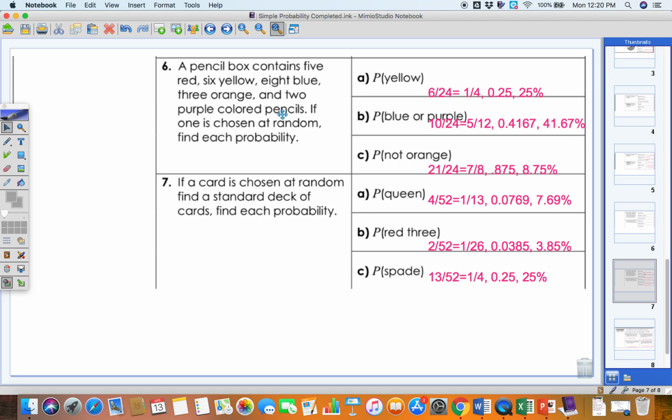If we think back to our probabilities where we looked at not orange, some of you, when you did this, may have added up the red, yellow, blue, and purple pencils and gotten 21. Some of you may have actually done the reverse probability, where you just took 3 from 24 because that's how many orange colored pencils there are. So you did the not probability all by yourself. So good job.